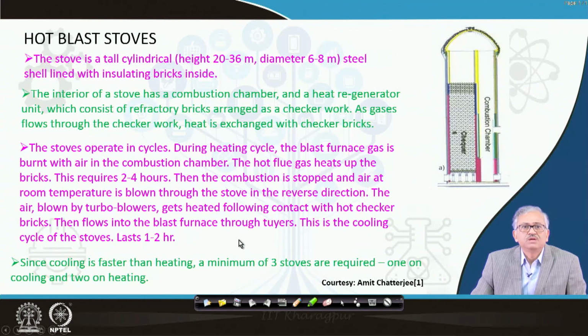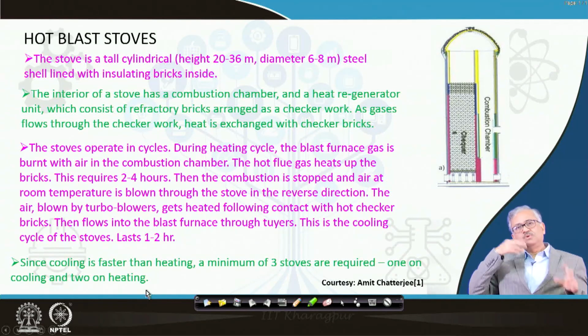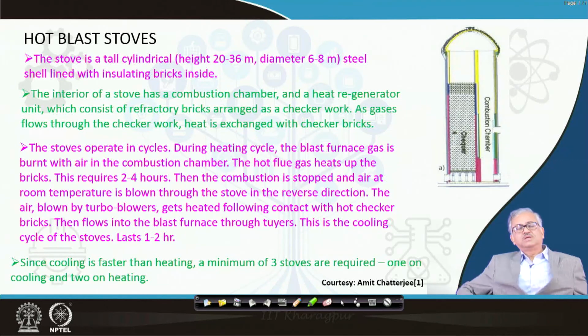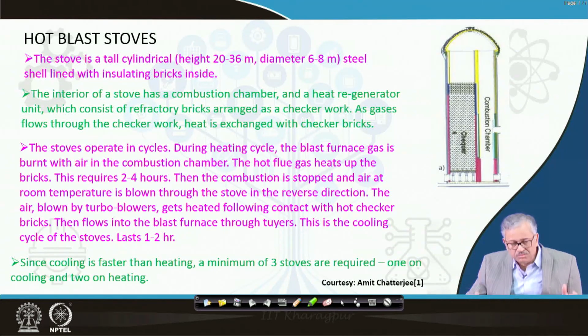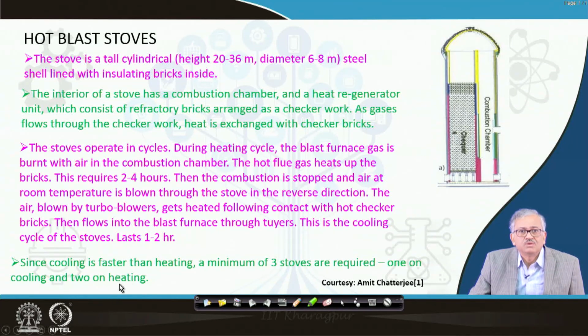Since the cooling of the checker bricks is faster than heating, a minimum of 3 stoves are required, 1 on cooling and 2 always on heating. Heating of the checker bricks requires more time compared to cooling. It cools down very fast, but takes more time to heat up. That's why 2 remain on heating, 1 on cooling. So this is about the hot blast stoves.